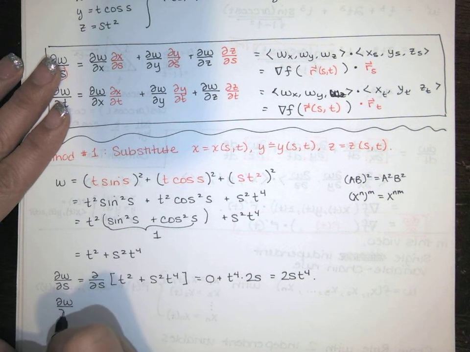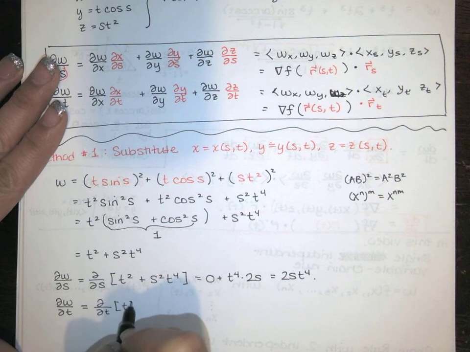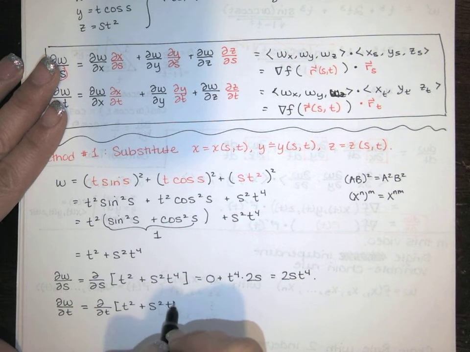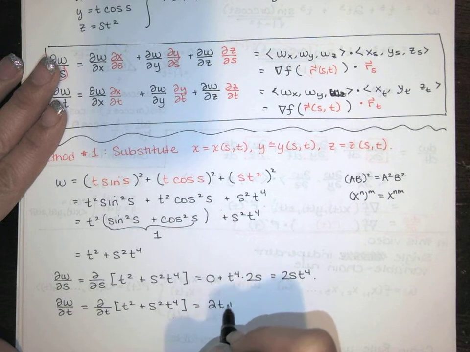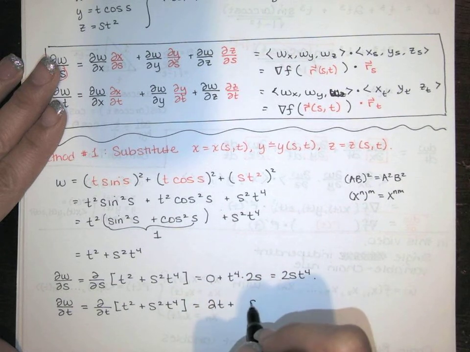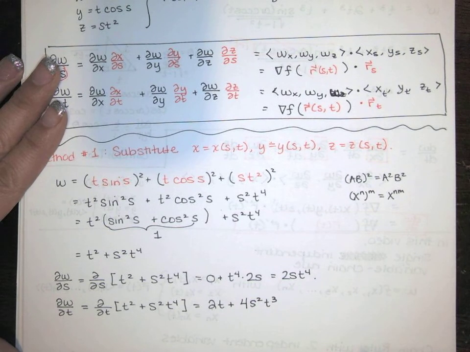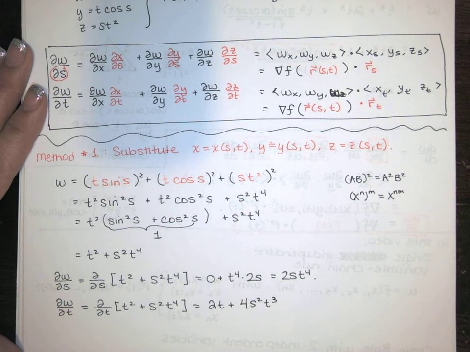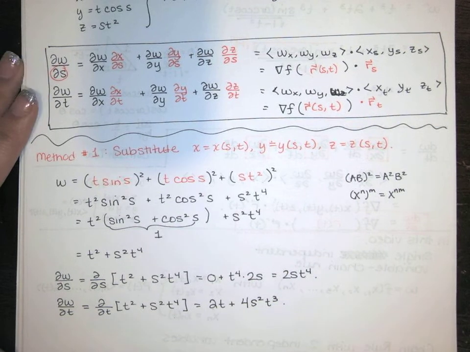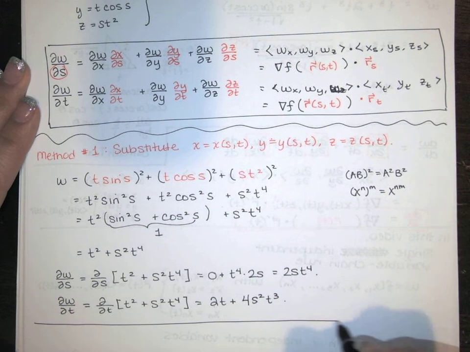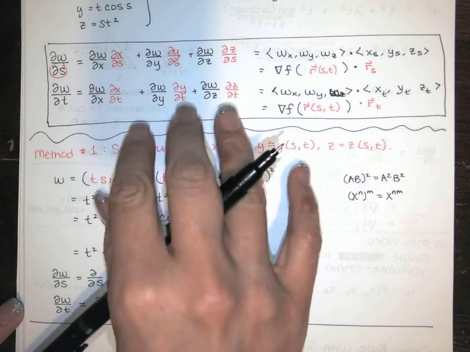Now the partial of w with respect to t, you just take the derivative term by term. You get derivative of t squared is 2t. S squared is a constant, so I bring it down. Derivative of t to the fourth is 4t cubed. And you could factor out a 2t if you prefer, but you don't have to. So we know these are the answers that we're looking for. That's the first method. Now let's verify that we get exactly the same answers using the chain rule.